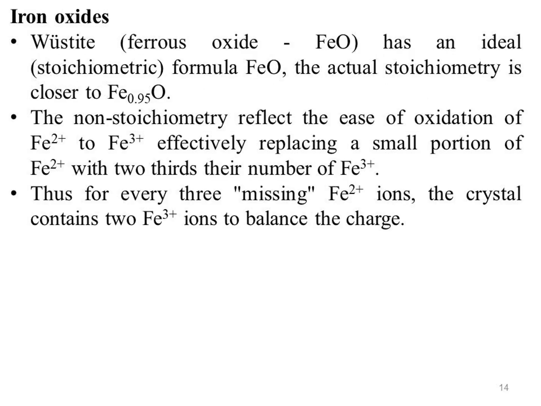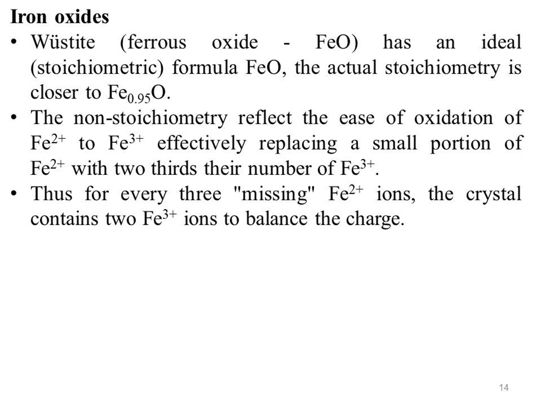Now we see different examples. First is iron oxide. Non-stoichiometry is pervasive for metal oxides, especially when the metal is not in its highest oxidation state.